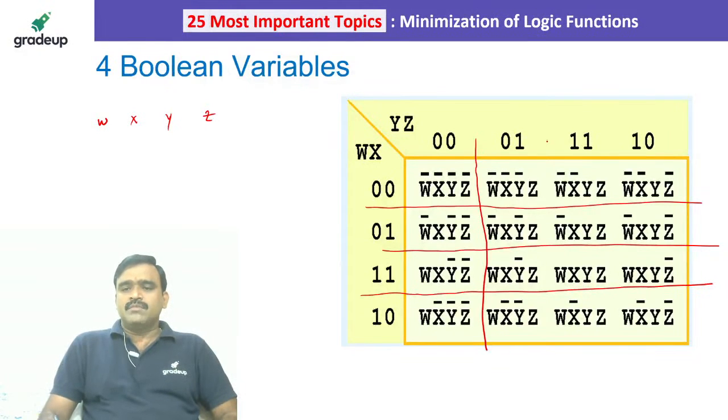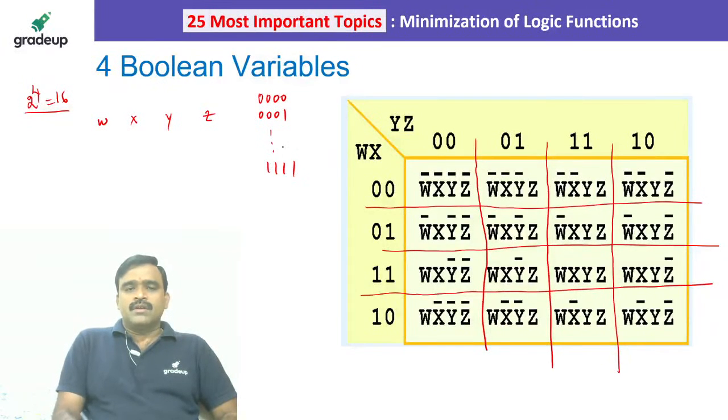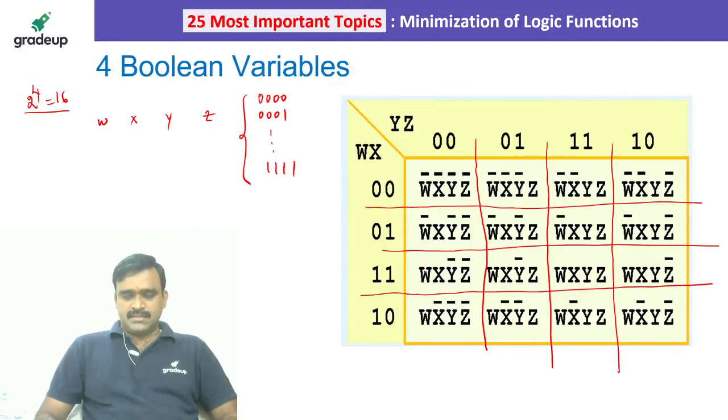So 4 variables are producing how many combinations? 2 power 4 combinations. What are the 2 power 4 combinations? 16 combinations. So starting from 0, 0, 0, 0, 0, 0, 0, 1 and so on up to 1, 1, 1, 1. So total 16 combinations are there. So this is 0, 0, 0, 1, 1, 0, 1, 1.